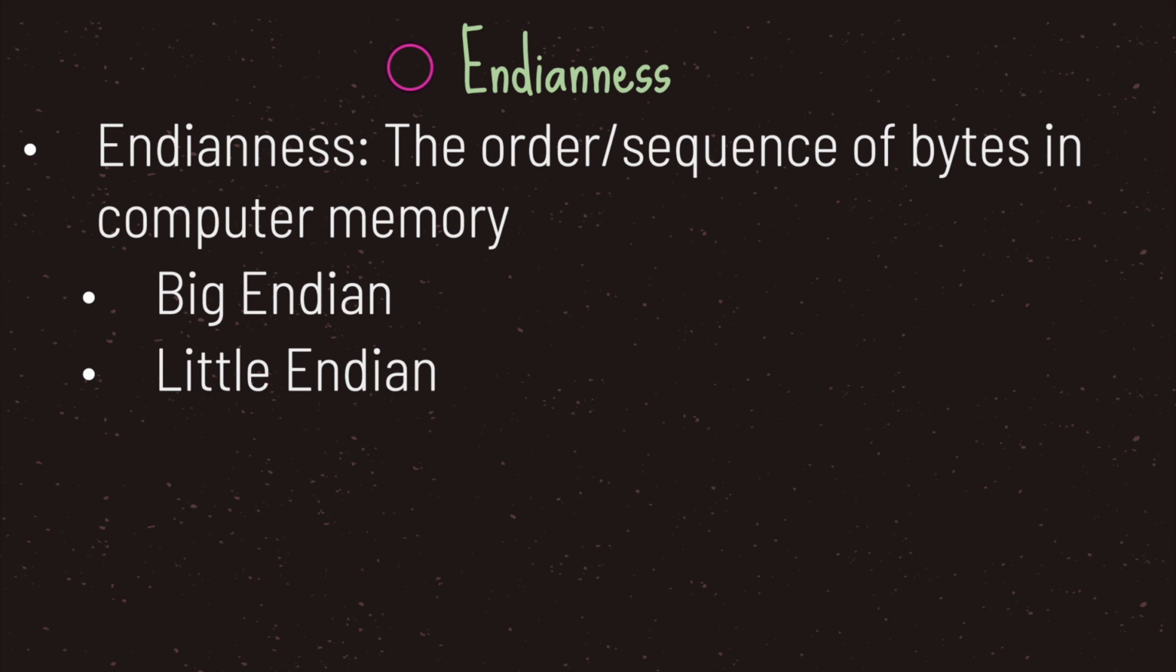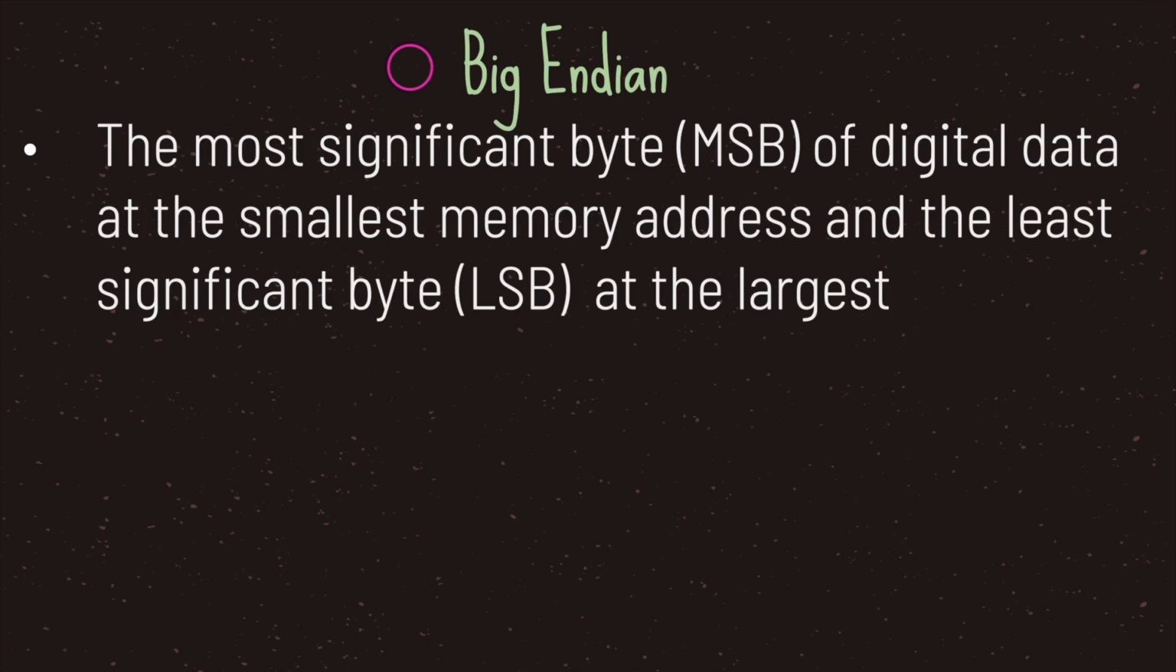Now let's take a look at endianness. Endianness means the order or sequence of bytes in computer memory. There are two types of endianness, big endian or little endian. Big endian means the most significant byte of digital data is at the smallest memory address, and the least significant byte is at the largest memory address.